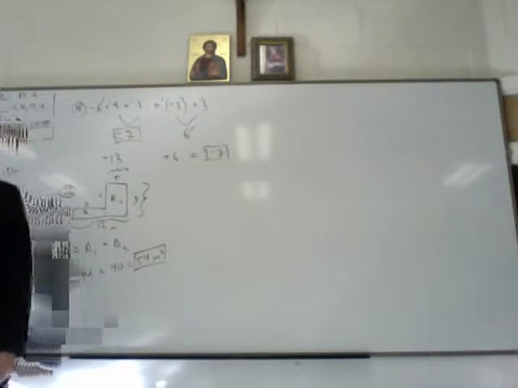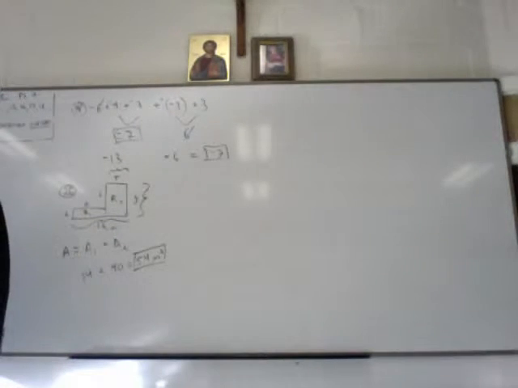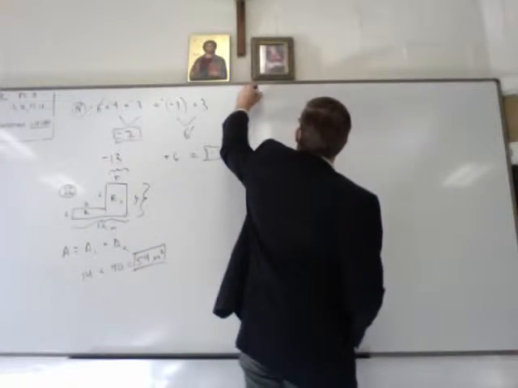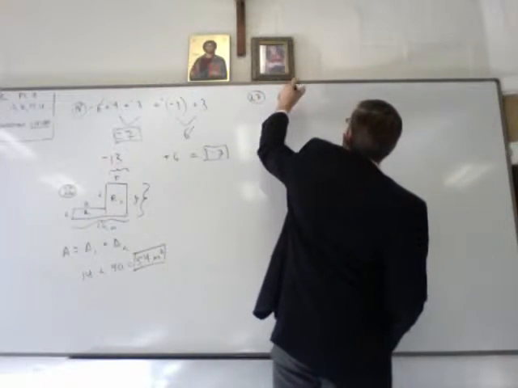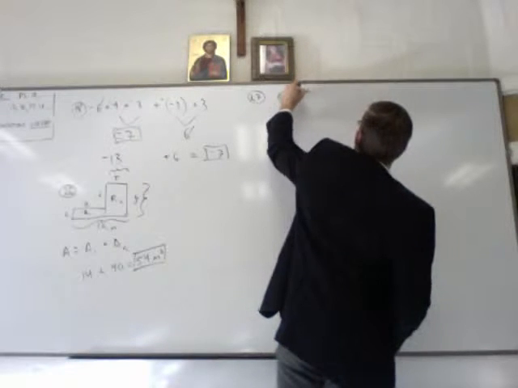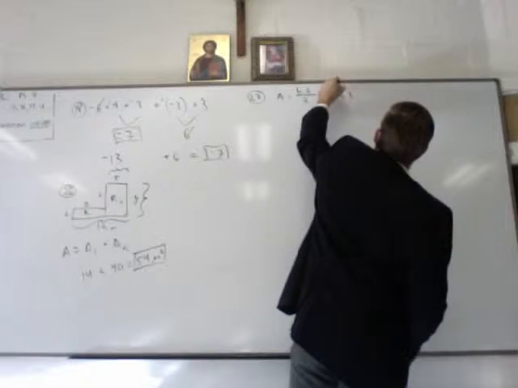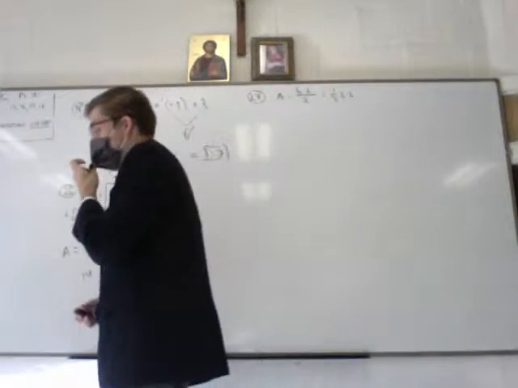Number 27. Okay, we'll talk about 27 today. That's a triangle. What's the formula for the area of a triangle, anyone? Length times height divided by 2. Right. You can write it as base times height over 2, or you can write it as 1/2 base times height.